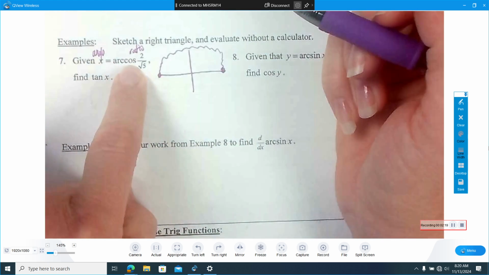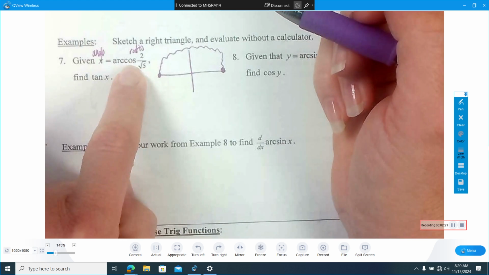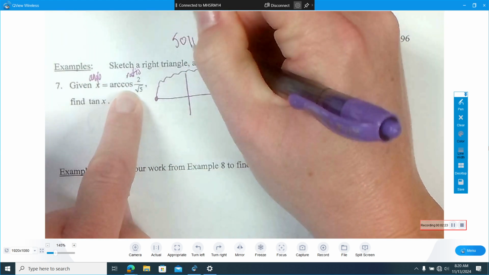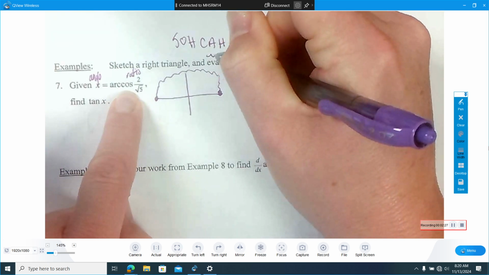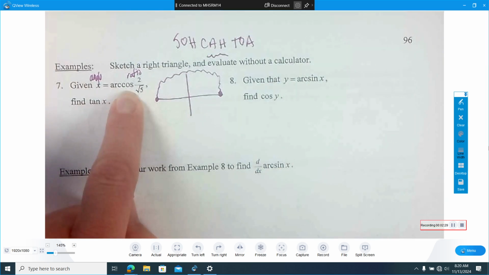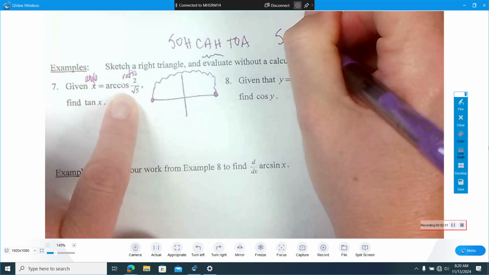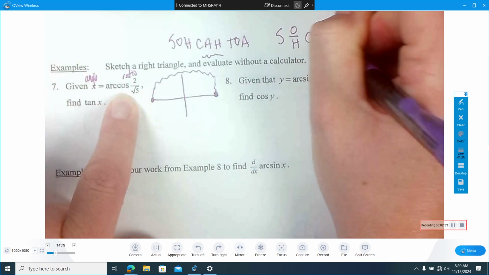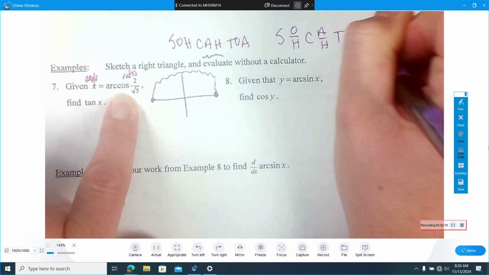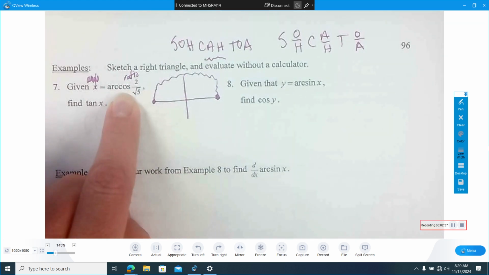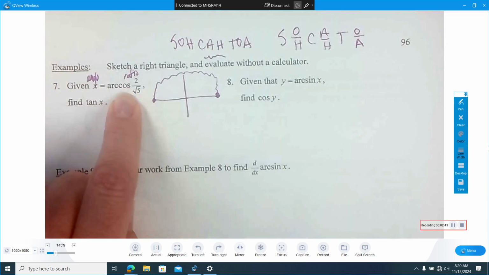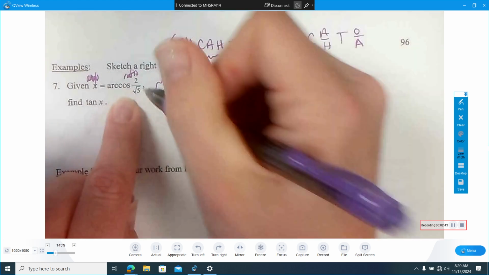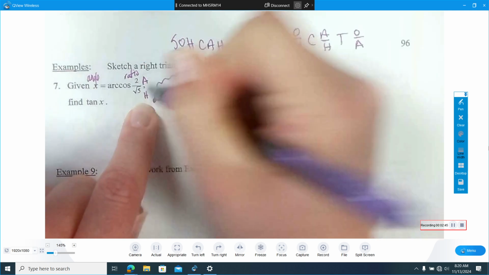If you remember, cosine is which ratio? SOHCAHTOA. Yeah, there it is, adjacent over hypotenuse. Have you seen it written that way? It's pretty good though, eh? So this is adjacent over hypotenuse.